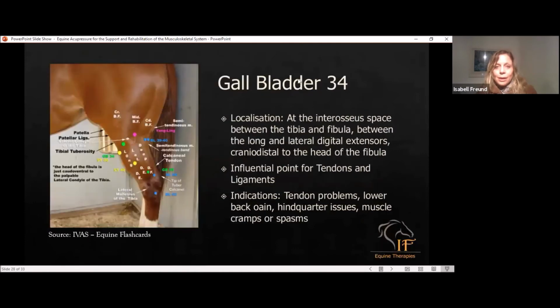And then we have the gallbladder, because as we've seen before, it's very relevant when it comes to tendon and ligament issues. And this point is actually the influential point for tendons and ligaments. So it's a very good point to work with any tendon issues you encounter. But also lower back pain, hindquarter issues. That's again because of the location and the flow of the gallbladder meridian, and also muscle cramps or spasms.